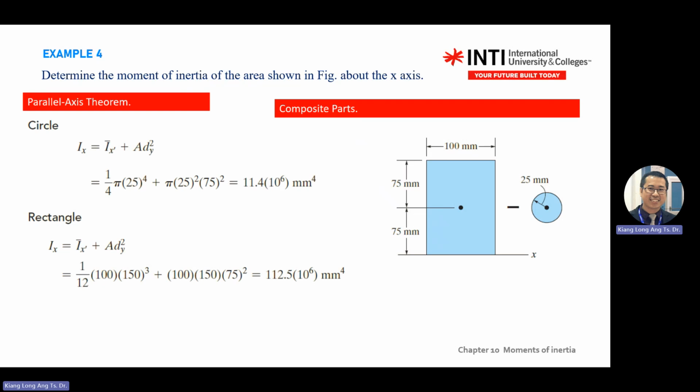You do one for circle, one for rectangular. What is the equation for parallel axis theorem? You use I equal to Ix plus Ad squared.